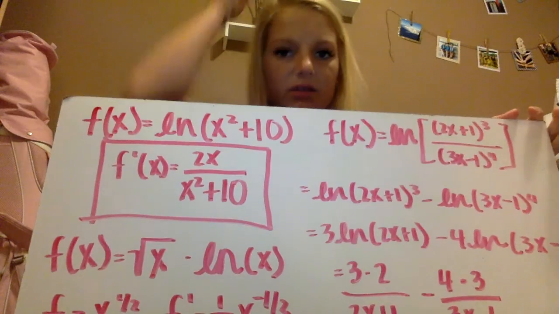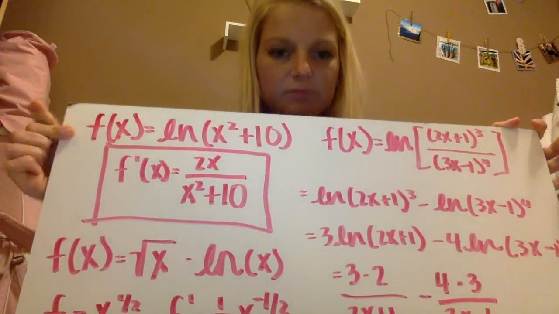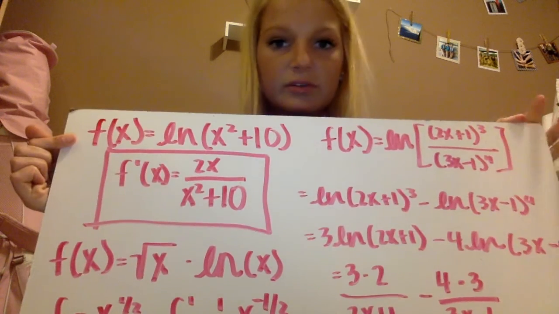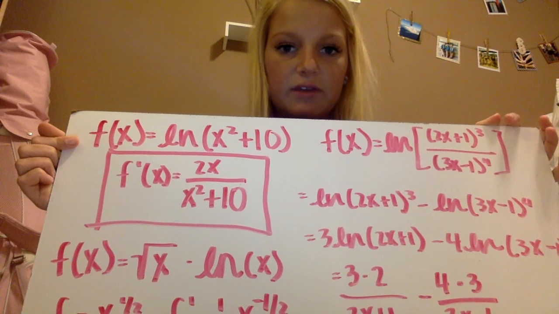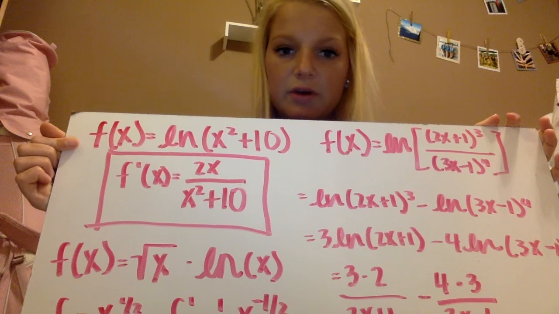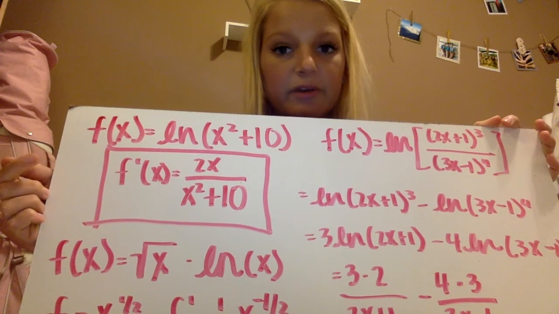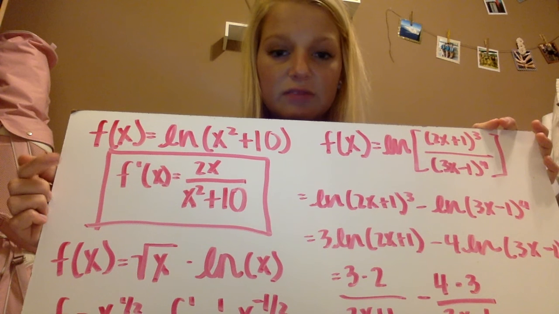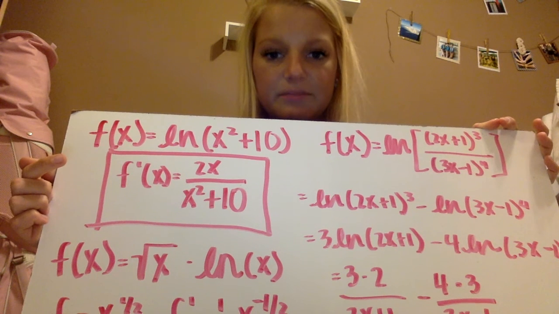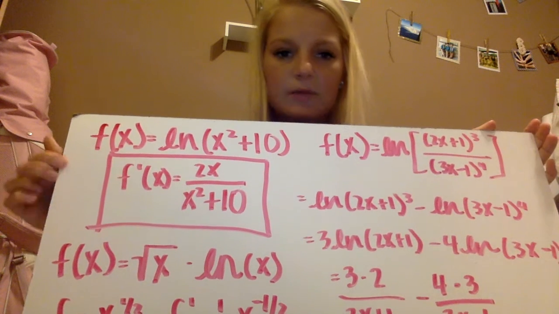So now, to get into the examples, we will start with this one. So this is a pretty simple one. We have f of x equals the natural log of x squared plus 10. So taking the derivative of that whole inside function, which is u, it's just going to be 2x over u, which is the whole thing inside the parentheses. So it's going to be 2x over x squared plus 10. So as you can see so far, they're really simple. They don't take that much.